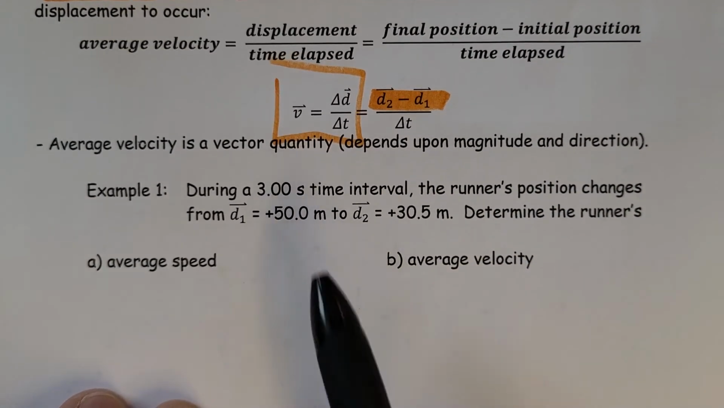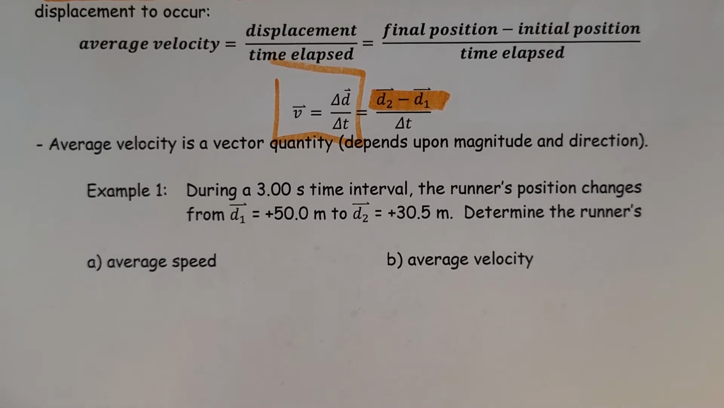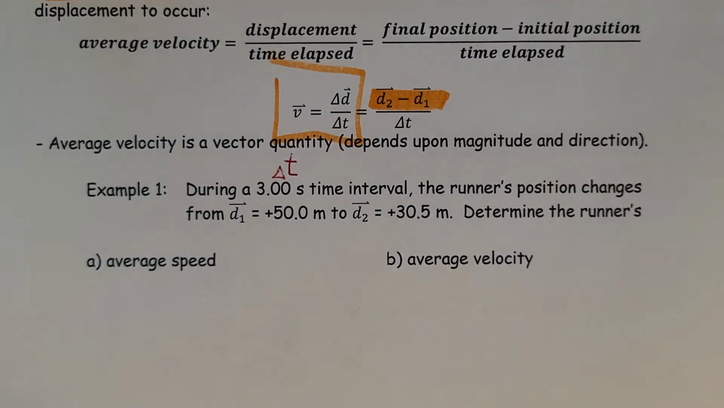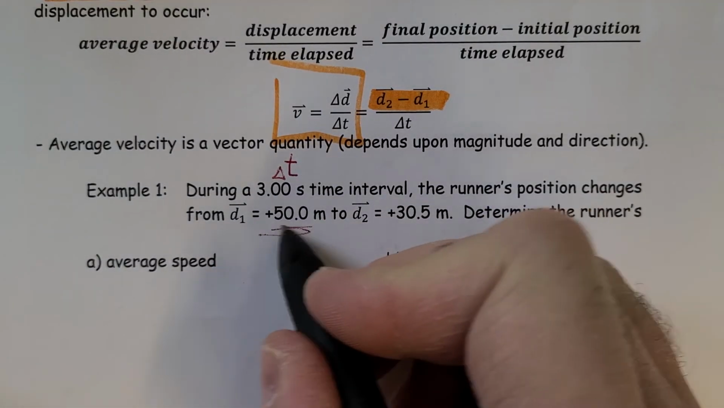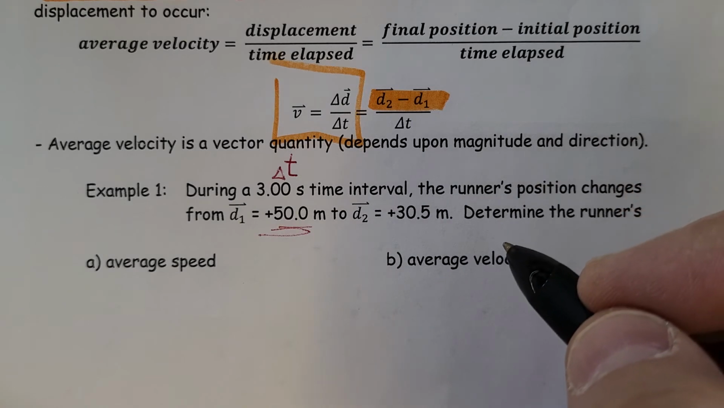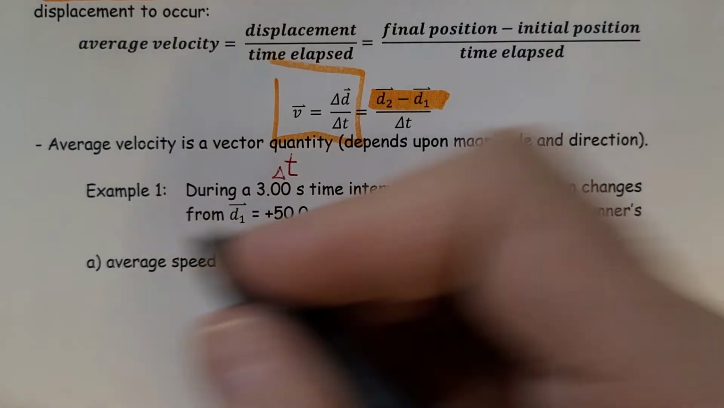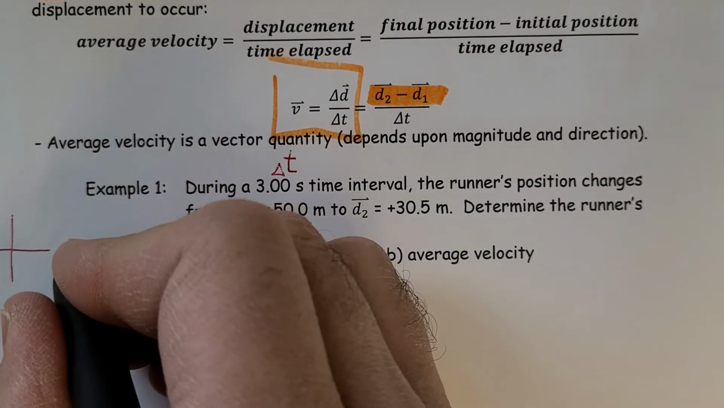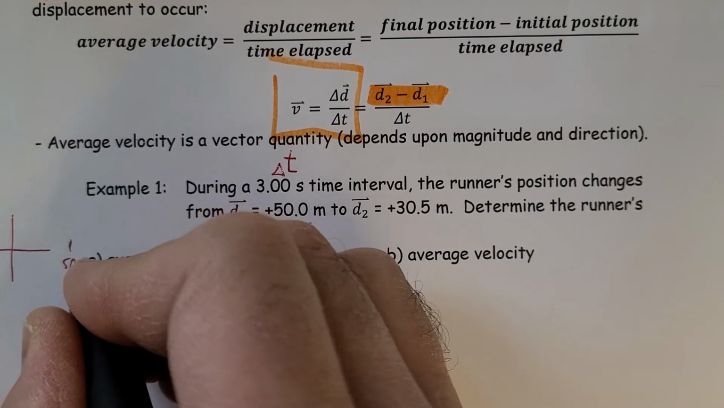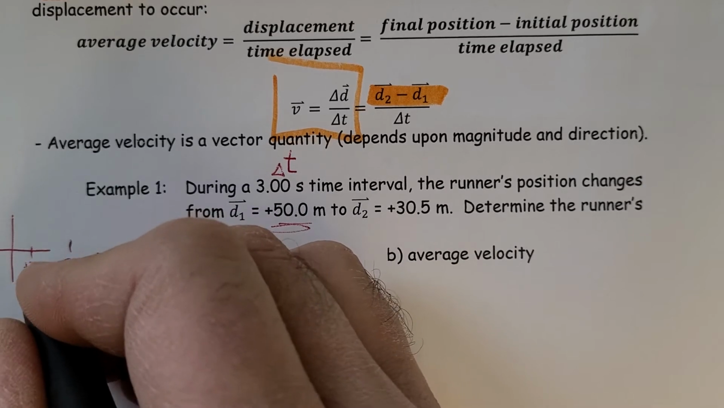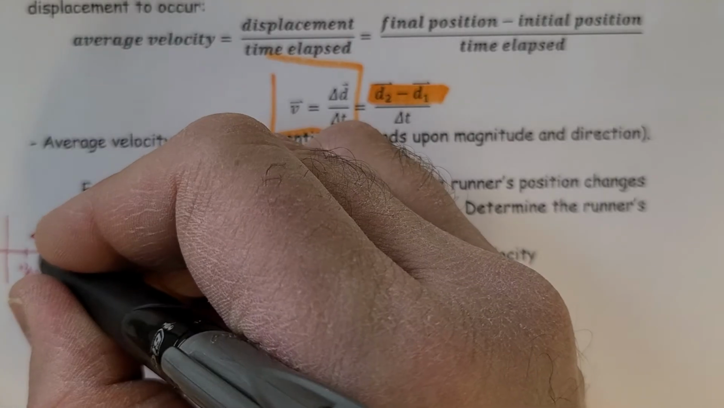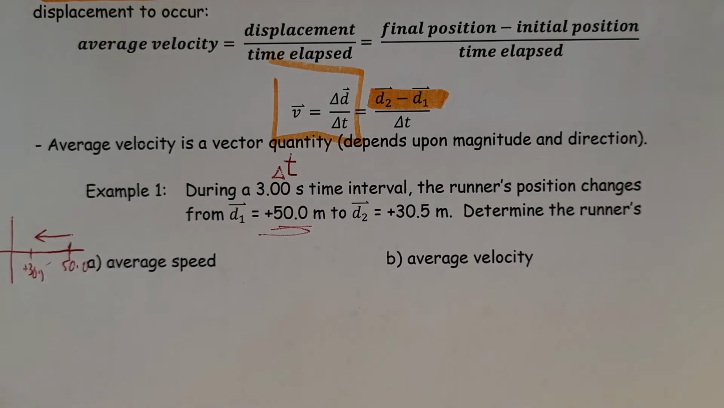So example 1: during a 3-second time interval. So 3-second time, that's going to be my time in all of these questions. The runner's position changed from the 50 meter position to the 30.5. So you could draw this out on a coordinate system here. We're going from the plus 50 down to the plus 30.5, and you can see we're moving from 50 to 30.5.